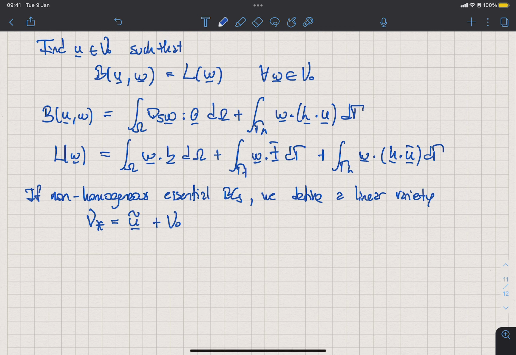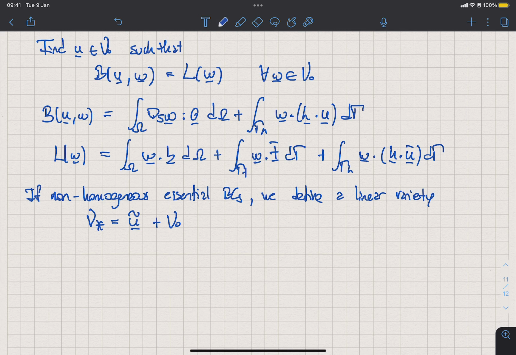And you may see, well, why are you adding a space with a vector value field? Well, I'm using this in a very relaxed manner, so it's not really rigorous, right? But the idea is very simple. You take any function here, right, and you translate it with another function which actually satisfies the essential boundary condition. We call this a linear variety.